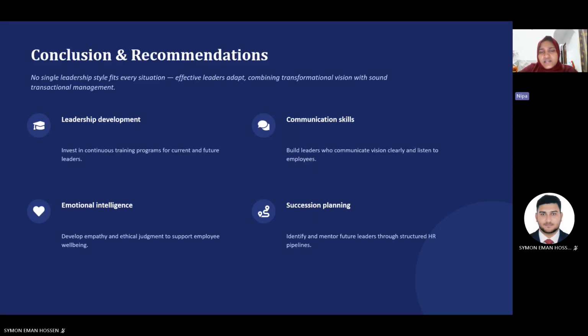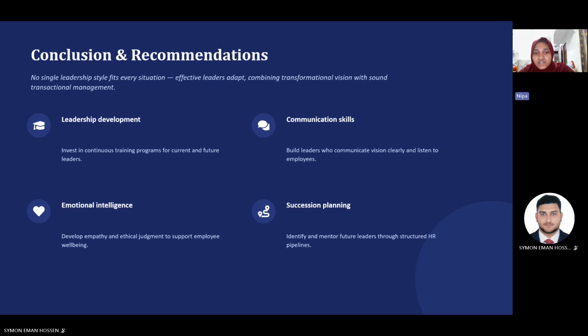Next slide, number six. Conclusion and recommendations. To close, the key message is that no single leadership style works in every situation. Effective leaders adapt, and the strongest results come from combining transformational vision with some transactional structure.